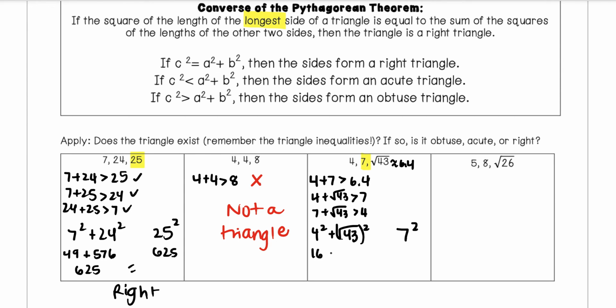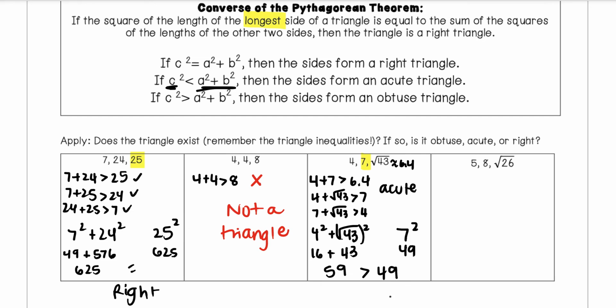4 squared is 16. The square root of 43 squared is just 43. The square root and square cancel each other out. 7 squared is 49. 16 plus 43 makes 59. So since 59 is greater than 49, we're saying that the sum is greater than the longest side. So since the sum is greater there, that's going to make an acute triangle.